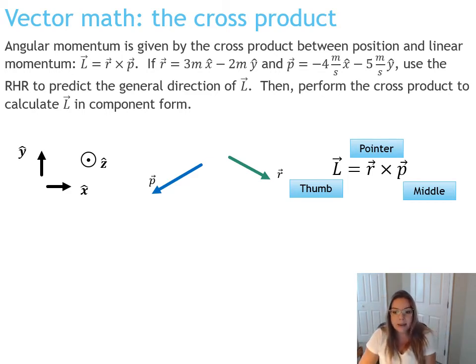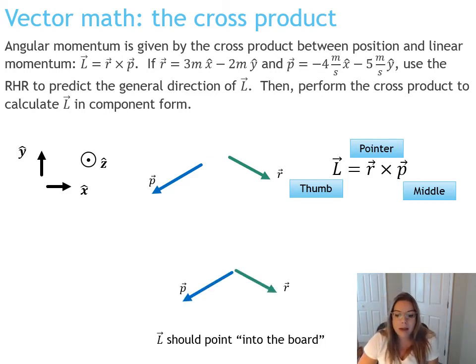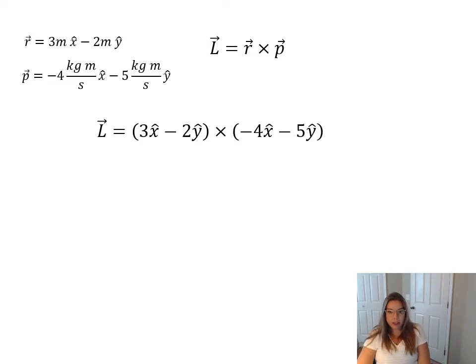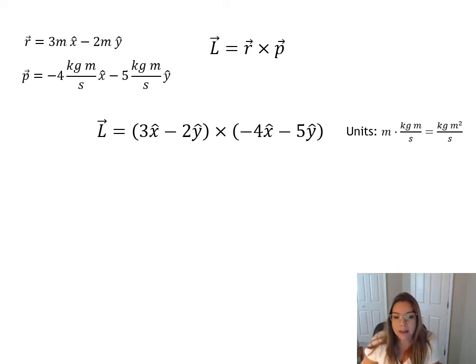So based on the right-hand rule, now let's perform this cross product using the component form expressions and distributing the cross product. So vector L is the result of R crossed with P. The first thing I do is write down my two vectors, put them in parentheses, put a cross between them to show that you are doing a cross product. I'm going to move the units off to the side just because it's going to get kind of messy. So I'm just factoring the meters out of that first expression.